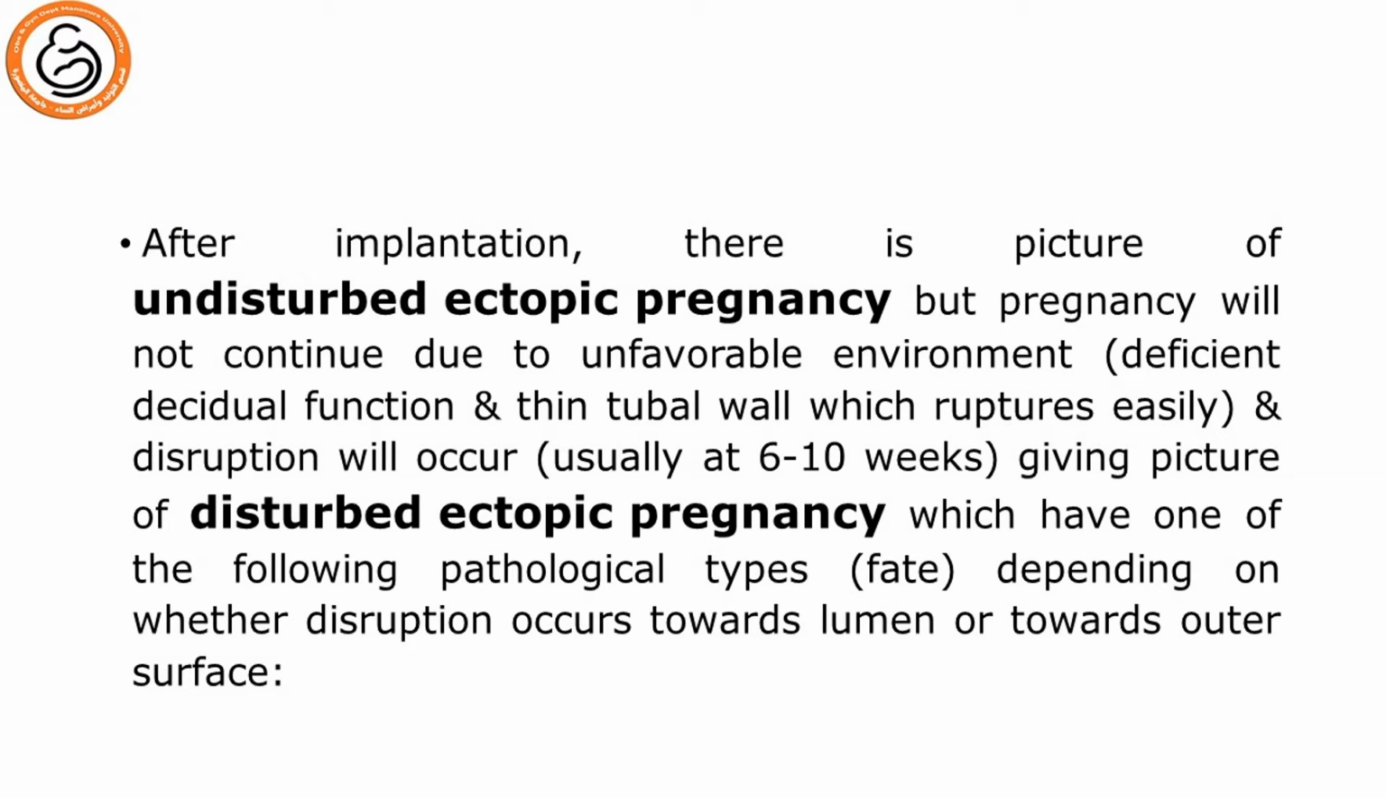After implantation, there is a picture of what's called undisturbed ectopic pregnancy, which is one of the varieties of ectopic pregnancy. But the pregnancy will not continue due to the unfavorable environment. There is deficient decidual function and a thin tubal wall which will rupture easily, and disruption will usually occur at 6 to 10 weeks gestation, giving the picture of disturbed ectopic pregnancy, which has one of the following pathological types or fates, depending on whether the disruption occurs towards the lumen of the tube or towards the outer surface to the peritoneal cavity.